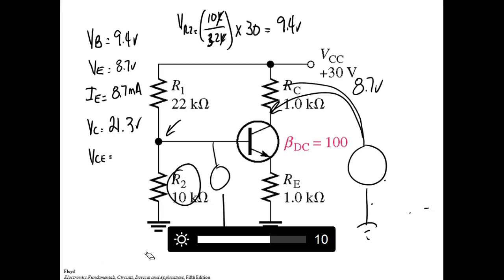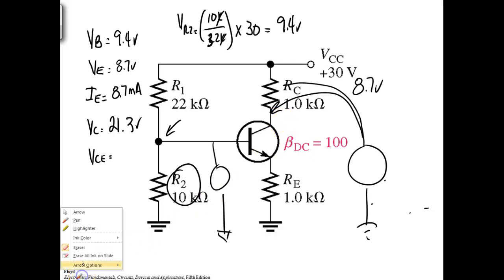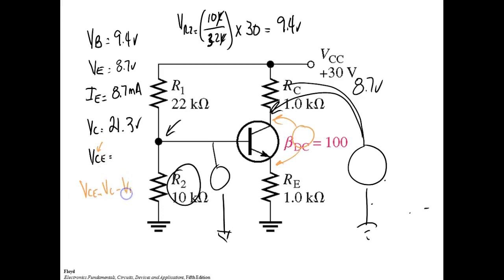So the voltage collector to emitter is this voltage that I measure between here and here. But I don't have to measure it because I know everything I need to know. I know my collector voltage, and this tells me the formula. My voltage collector to emitter, VCE, is going to be the voltage on the collector minus the voltage on the emitter, so 21.3 volts minus 8.7 volts.